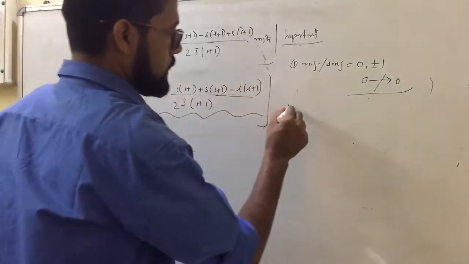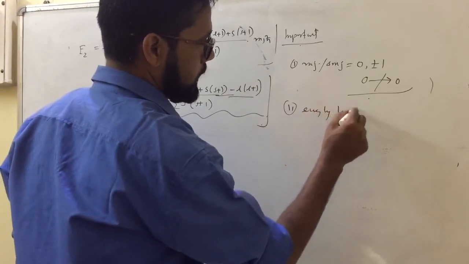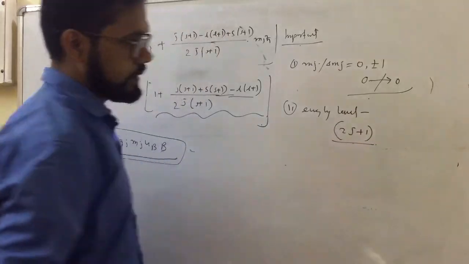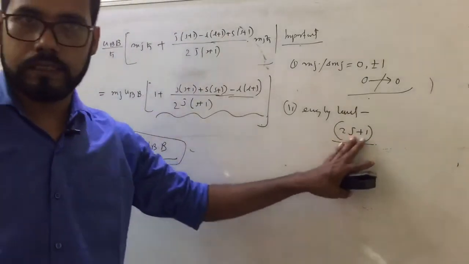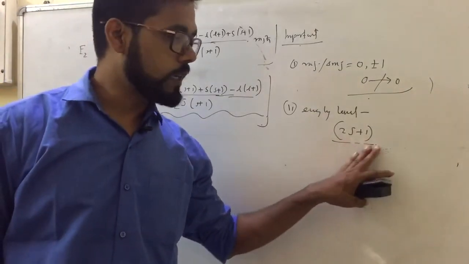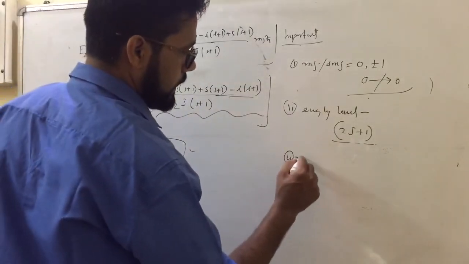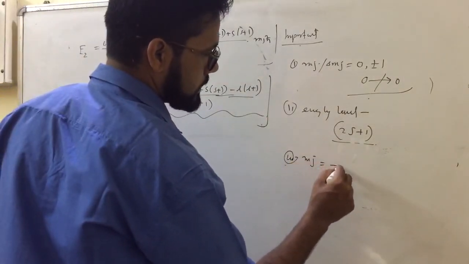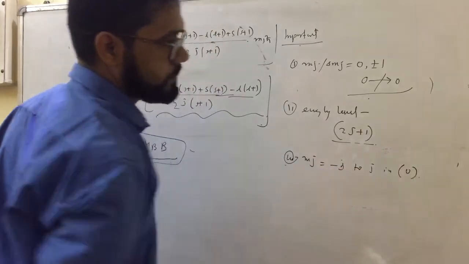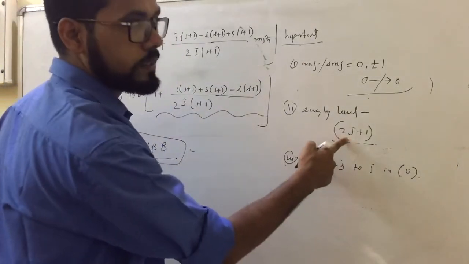Number two, the energy level splits into 2j plus 1 levels. This is known as the degeneracy. Degeneracy in the normal Zeeman effect equals 2j plus 1. Number three, mj takes values from minus j to plus j including 0, which gives 2j plus 1 values.